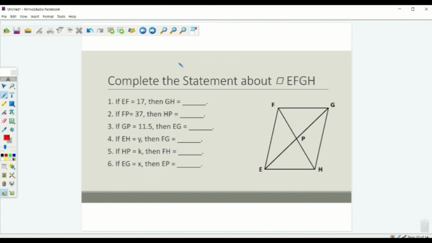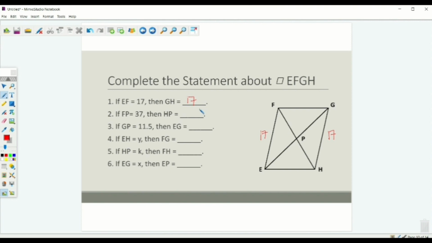All right, let's now apply the properties of parallelogram in the following problem. So complete the statement about quadrilateral EFGH. Take note that quadrilateral EFGH is a parallelogram. In number 1, if EF is equal to 17, then what is the measure of GH? So this is 17. Then the measure of GH is also 17. Why 17? By applying the property of parallelogram, opposite sides are congruent.